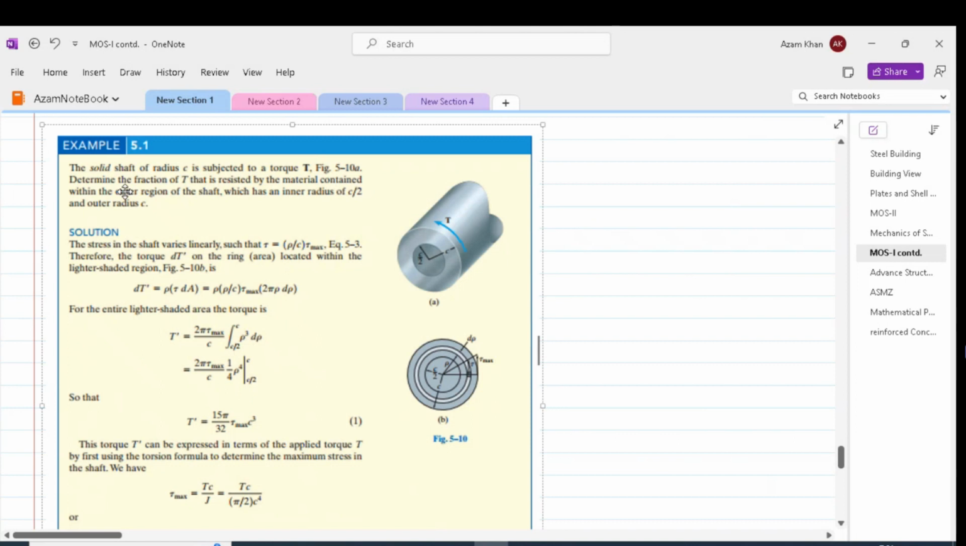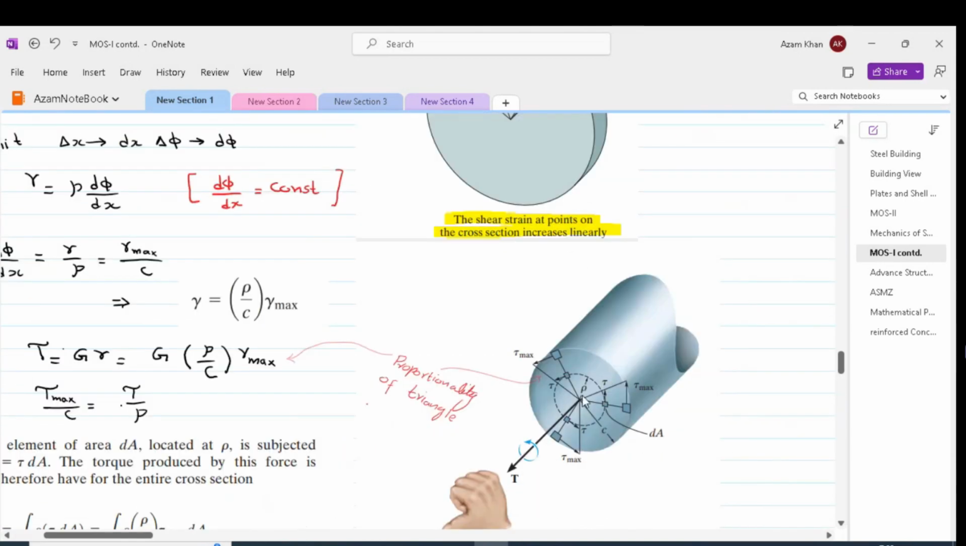The first example is about a solid shaft of radius c, which is subjected to torque T as shown in this figure. We are asked to determine the fraction of torque that is resisted by the material contained within the outer region between c by 2 and c. As we discussed, the whole cross section of the shaft can be considered as discretized into small elements, and every element of this cross section is resisting the applied torque.